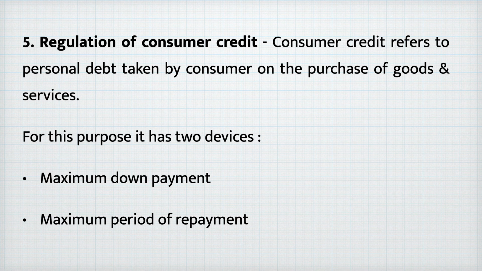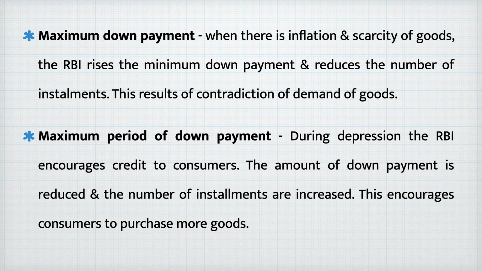For this purpose, the RBI has two devices: maximum down payment and maximum period of repayment. Maximum down payment. When there is inflation and scarcity of goods, the RBI raises the minimum down payment and reduces the number of installments. This results in contraction of demand for goods. On the opposite, maximum period of installment. During depression, the RBI encourages credit to consumers. The amount of down payment is reduced and the number of installments are increased. This encourages consumers to purchase more goods.